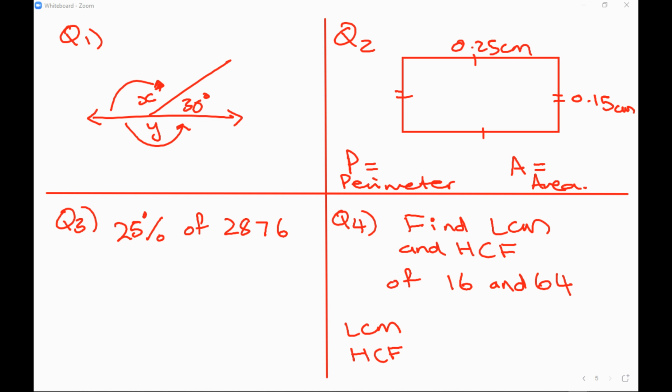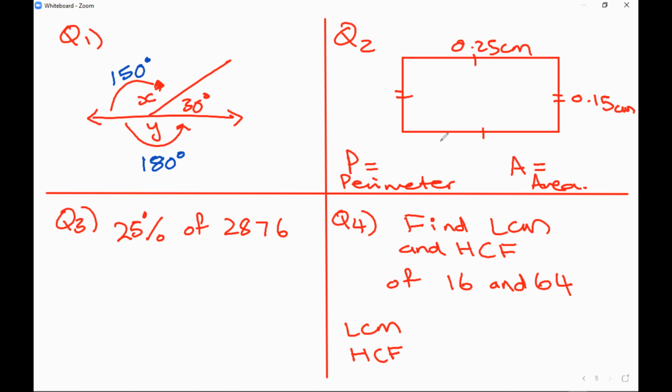All right, let's have a look at this now. So in the first question, question one, it's a straight line. Remember, angles on a straight line add up to 180 degrees. So in order to get x, this number plus 30 must equal 180 because angles on a straight line add up to 180, right? X is going to equal 150 degrees, because 150 plus 30 is 180. And this angle here has to be 180 degrees because it's a straight line, and together it'll add up to 360, which is a revolution.